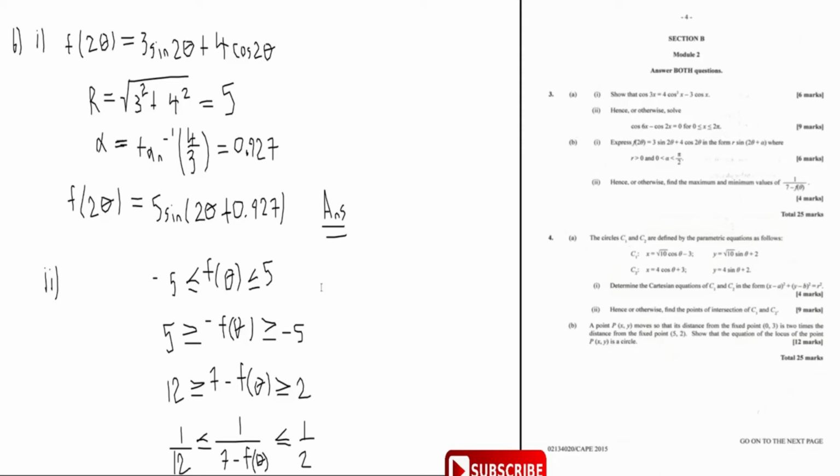And so hence the maximum will be 1 over 2 and the minimum will be 1 upon 12. All right, nice and easy. That's what we have. That's the max and that's the min. And that takes care of question 3. Very easy. Now we can go to question 4.